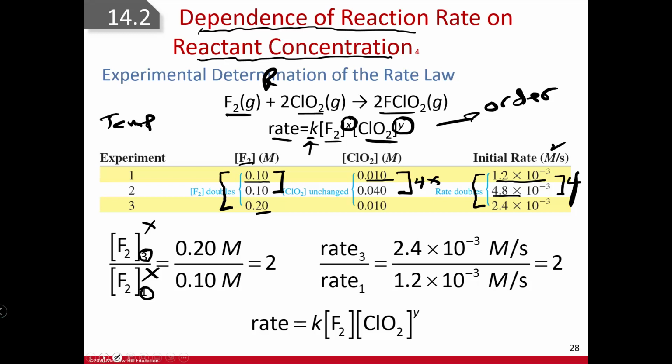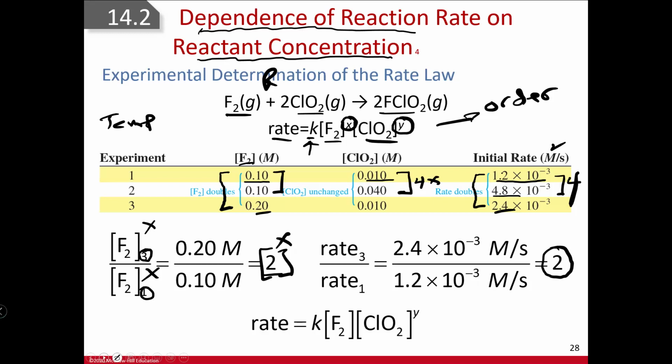So when we divide 0.2 by 0.1, we get 2. So we get 2 to the x power. All right, so just keep that in mind. So we got 2 to the x power equals 2.4 divided by 1.2, which gives me a ratio of 2, I should say that. All right. So then how do you solve this? You've got 2 to the x equals 2.